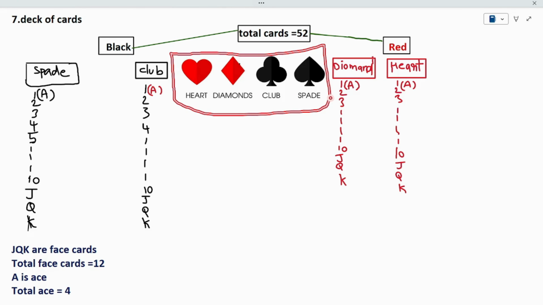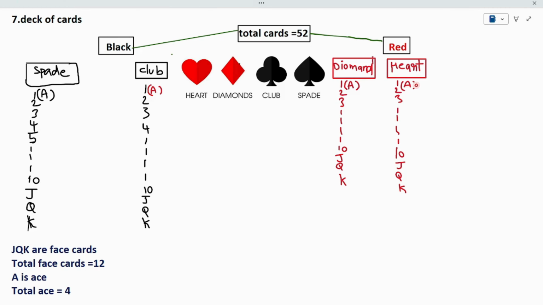So we have 52 cards. These 52 cards are in two colors. Half of them are red, half of them are black. The black cards are spades and clubs, red cards are diamonds and hearts. Again, spades are 13, clubs are 13, diamonds are 13, hearts are 13 cards. Within these 13 cards, I have the first card, number 1, called an ace. Spade has one ace, club has one ace, diamond also has one ace, heart also has one ace.